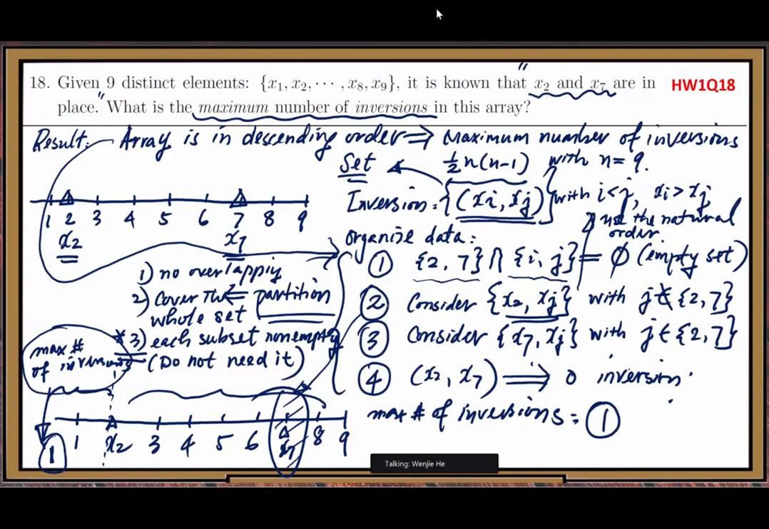But because after x7 there are 2 elements. Before x7 there are 4 plus 2, 6, but we exclude x2, right? So 5 elements before x7, and 2 elements after x7. So you do the similar analysis to get your answer. Then you add up all these 3 numbers. Think about that. Okay?